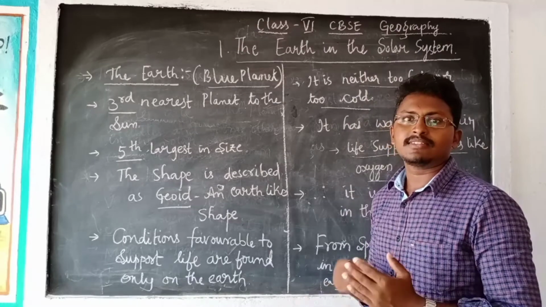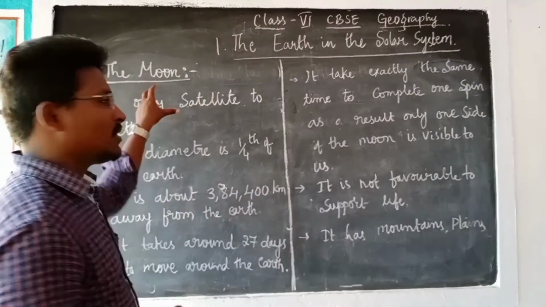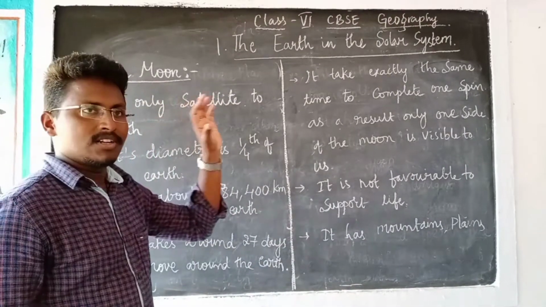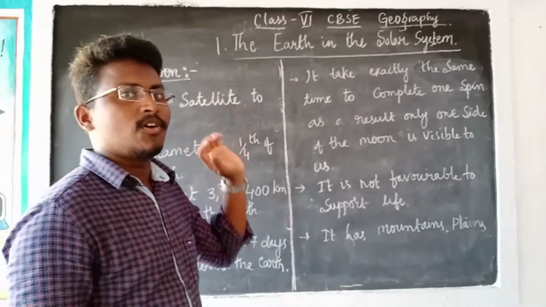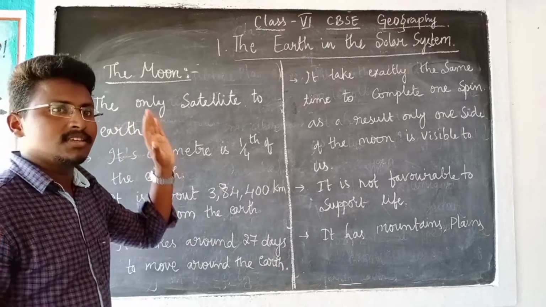Now next we will see about the moon. We will talk about the moon, the only satellite of our earth. What is the distance from the moon to the earth, and what are the conditions found on this moon? So the only satellite of the earth is the moon.